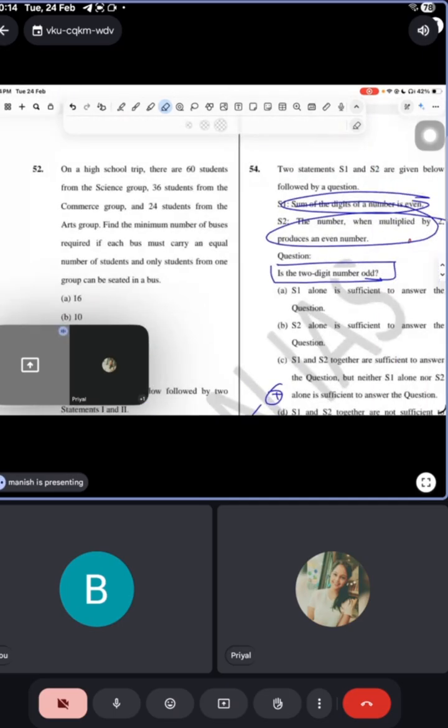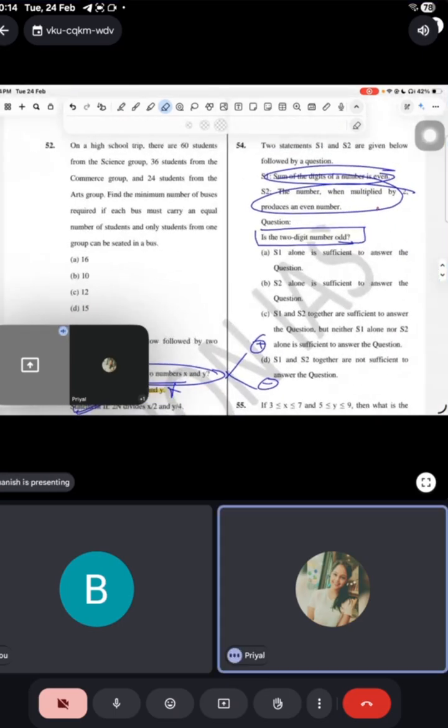Read this question, Priyal. Question 52. On a high school trip, there are 60 students from the science group, 36 students from the commerce group, and 24 from the arts group. We have to find the minimum number of buses required if each bus must carry an equal number of students, and only students from one group can be seated in a bus.